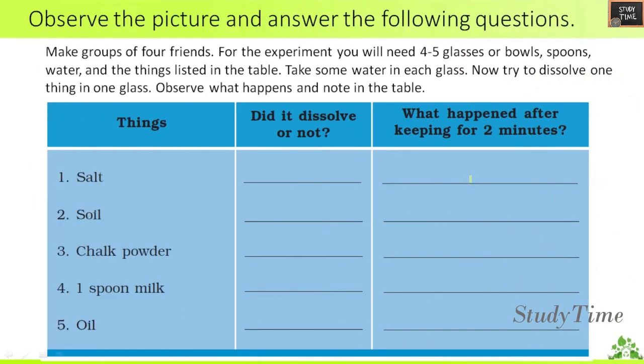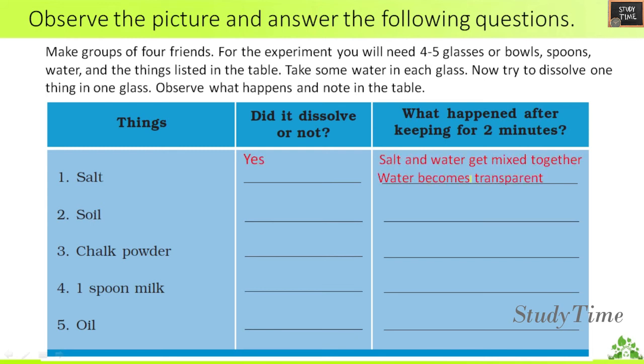Next, observe the picture. Here a table is given. You can experiment with this with your friends. Take 4 to 5 glasses or bowls, spoons, water and the things listed in the table. Then write down whether it dissolves or not and what happened after keeping for 2 minutes. First we'll see about salt.